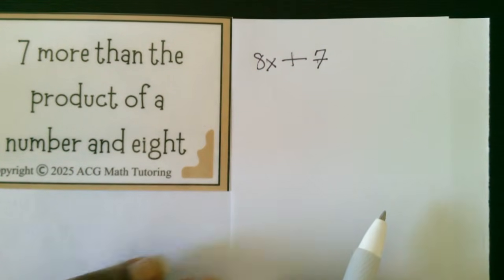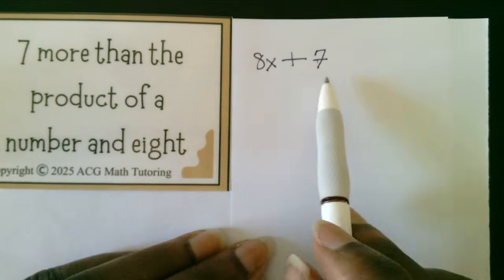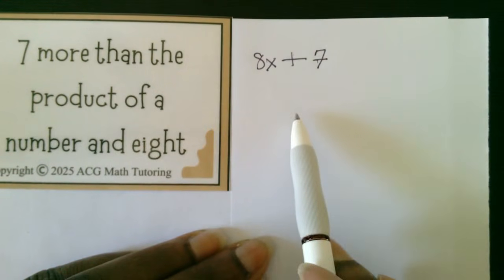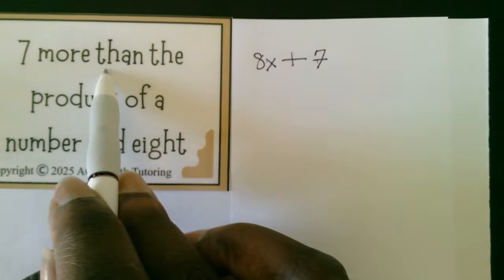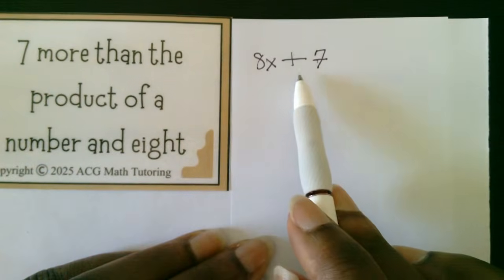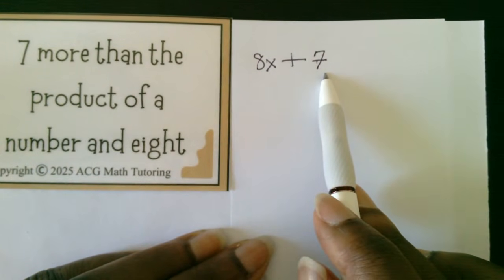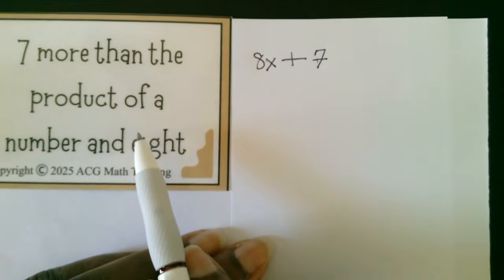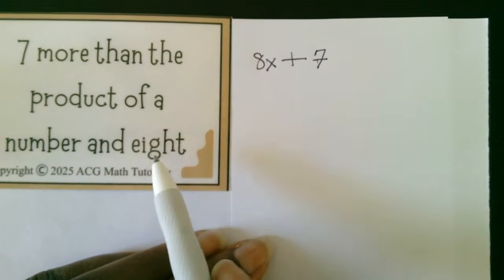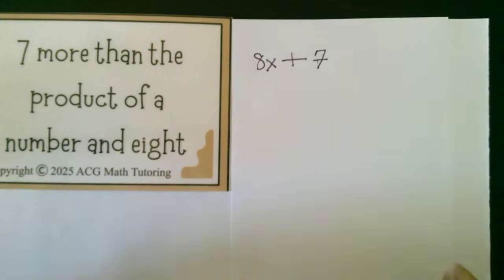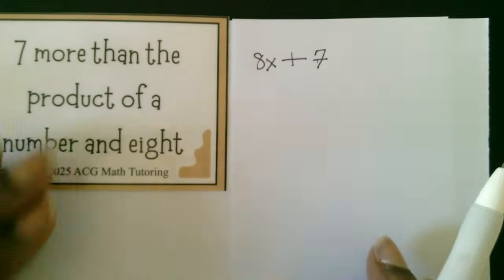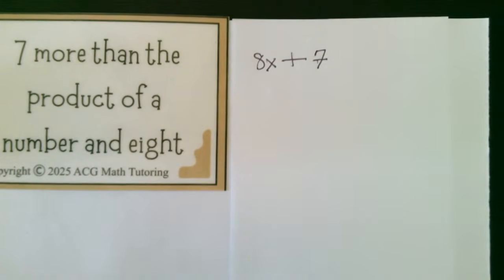All right. So since 7 is more than, we have to switch it. For more than and for less than, you always have to switch what you're doing. So if we're saying 7 is more than, or 7 more than, that means it's going to be an addition of 7 to something. And what the something was: the product of a number and 8. So 8x.